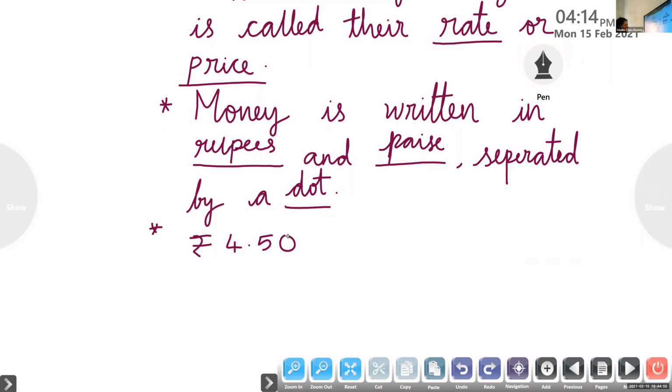How will we read this? 4 rupees. Very good. 4 rupees, 50 paisa. 50 paisa. Very good.